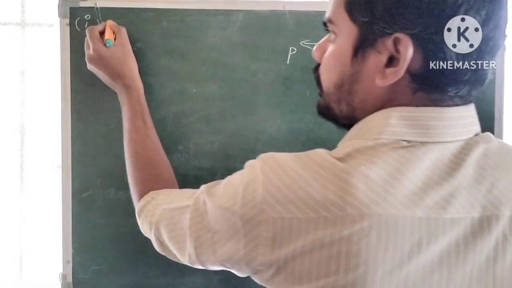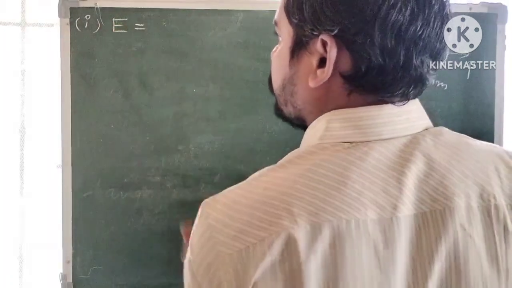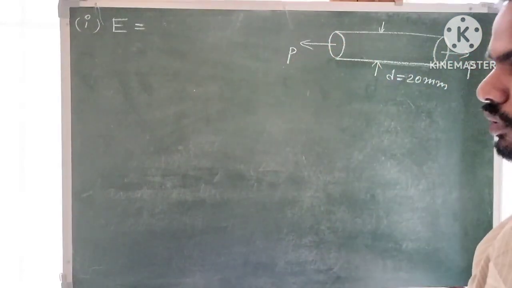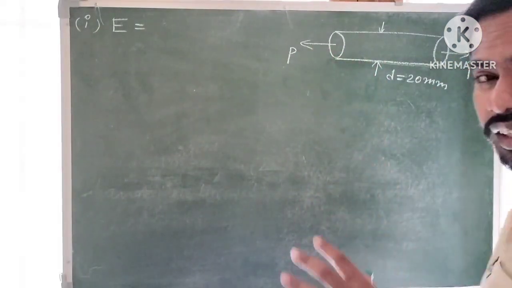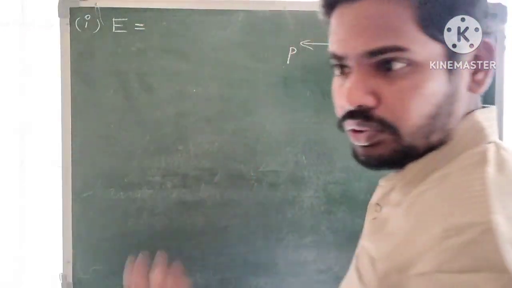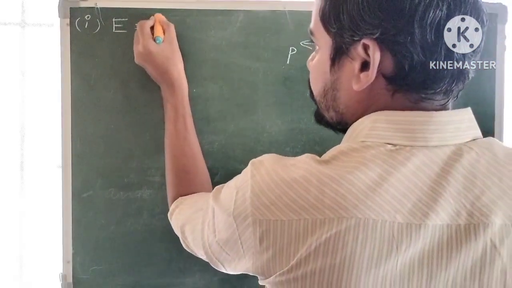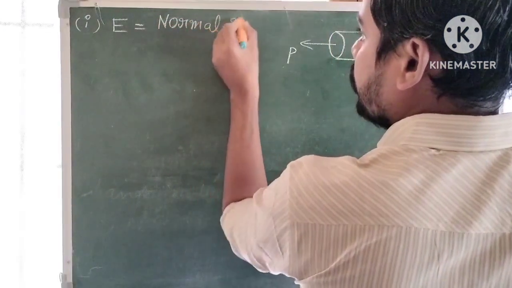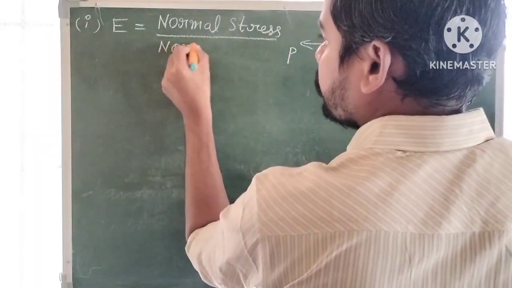So first of all, let us calculate Young's modulus. Since this mild steel bar is subjected to axial pull, that is nothing but normal force, normal stresses are developed in this body. So what is the formula? According to Hooke's law, Young's modulus or modulus of elasticity is equal to normal stress divided by normal strain.